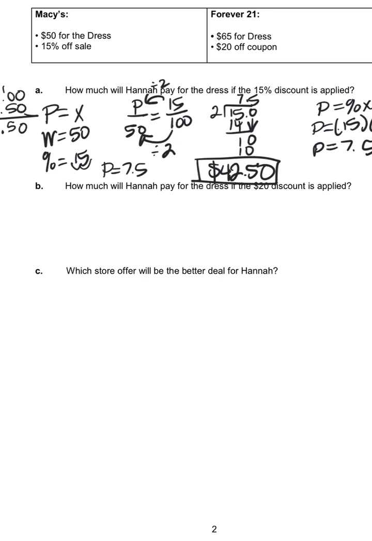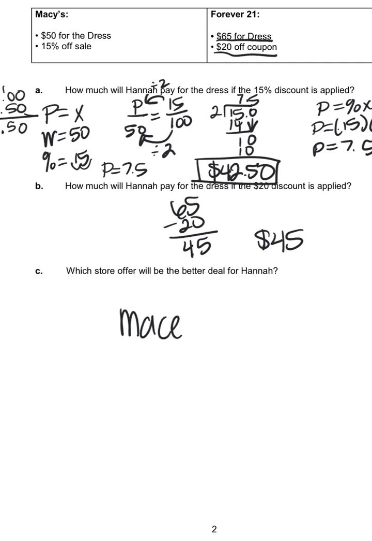Now we have to look at how much the dress is going to be at Forever 21. So it looks like Forever 21 has a dress for $65 with a $20 off coupon. All right, so I'm going to do 65 minus 20. 5 minus 0 is 5, and 6 minus 2 is 4. So it looks like the dress at Forever 21 is $45. Well, which store is going to be cheaper? It looks like Hannah needs to go to Macy's for a cheaper dress at $42.50.